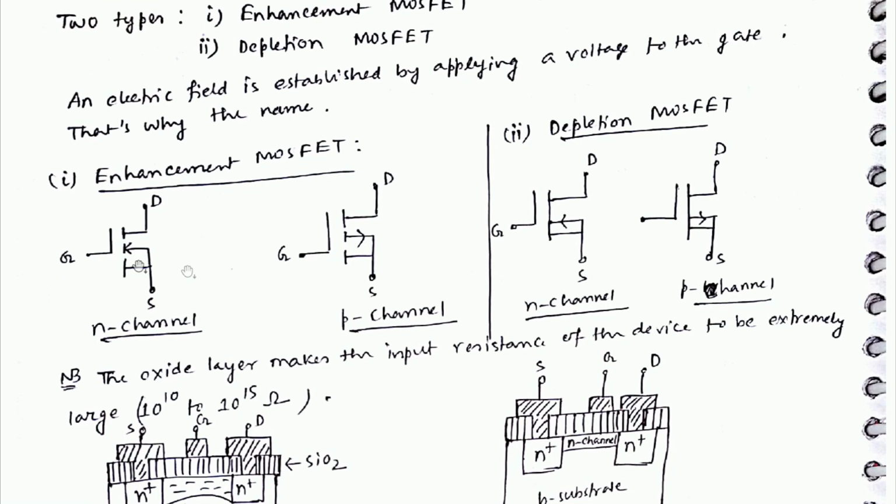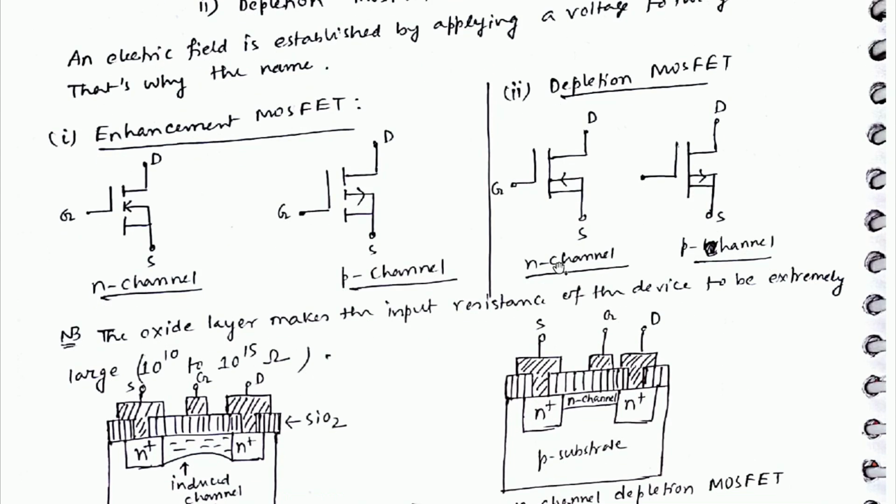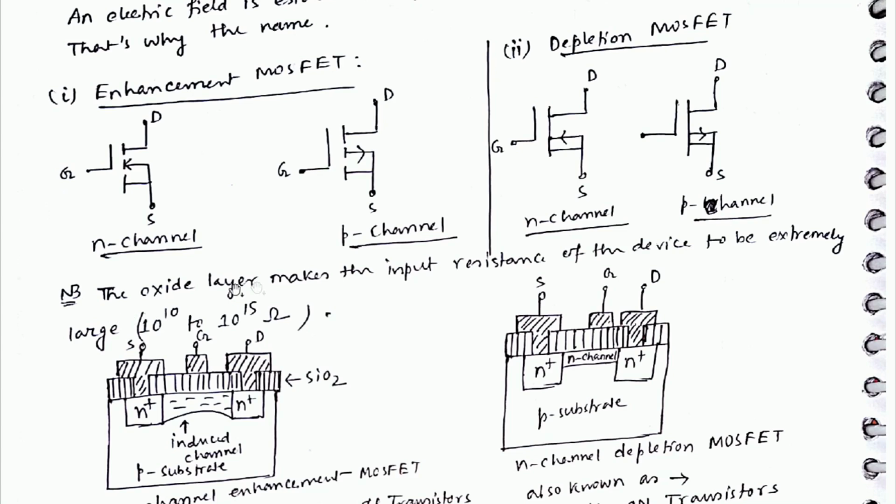Okay, this is generally on. This is generally off, or I have told the opposite thing. Okay, let's see. The oxide layer makes the input resistance of the device extremely large, of the order of 10 to the power 10 to 10 to the power 15 ohm.